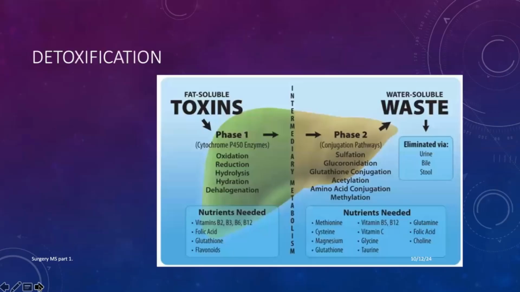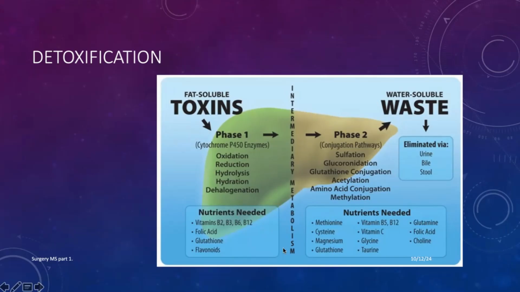If you look at the detoxification functions, there are fat-soluble toxins. If you can remember, in the cytochrome P450 system there are phase 1 and phase 2 metabolisms happening in the liver. Some drugs and various chemicals undergo phase 1 and phase 2 reactions. Phase 1 is mostly by the cytochrome P450 enzyme system, where oxidation, reduction, hydrolysis, hydration, and dehalogenation happen. That is for the fat-soluble toxins.